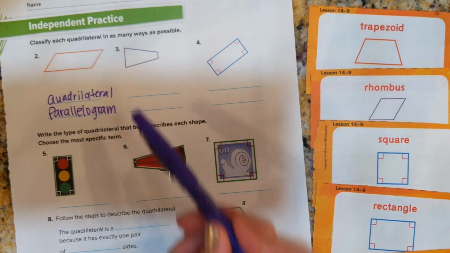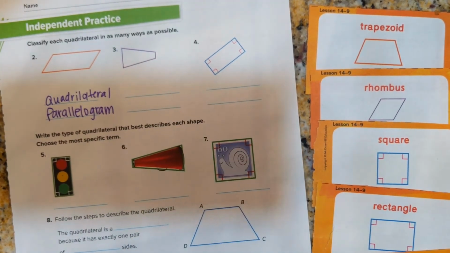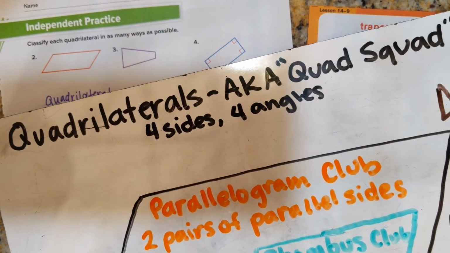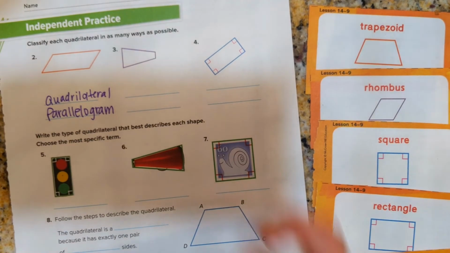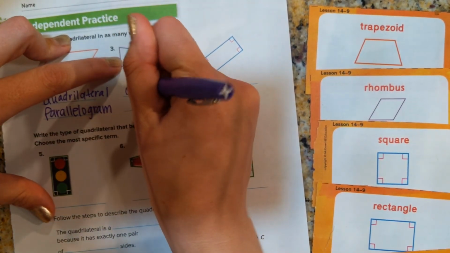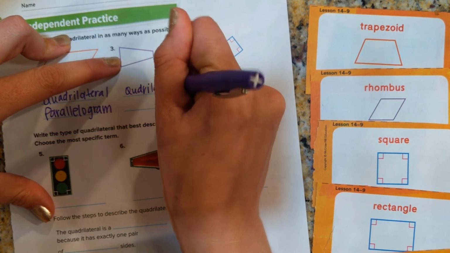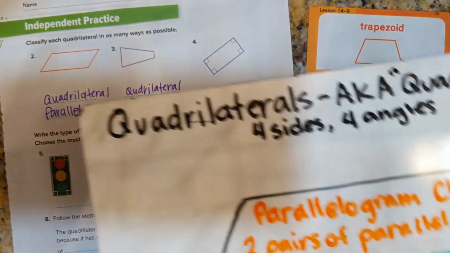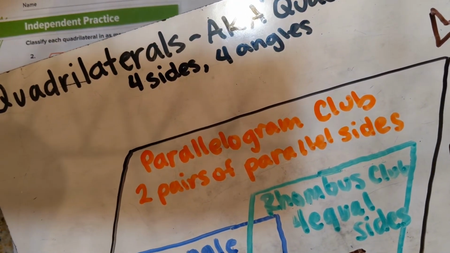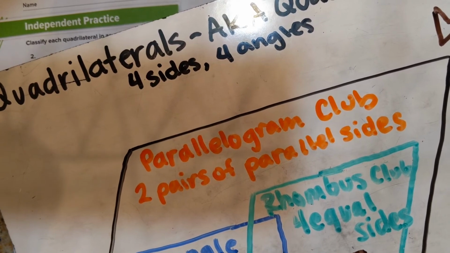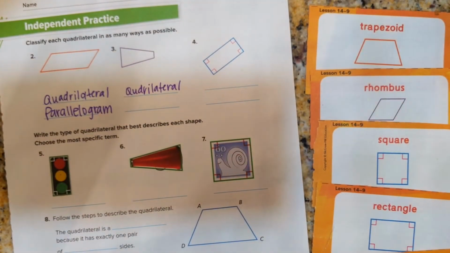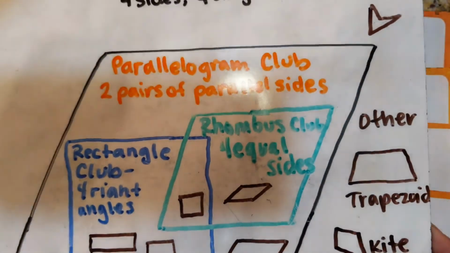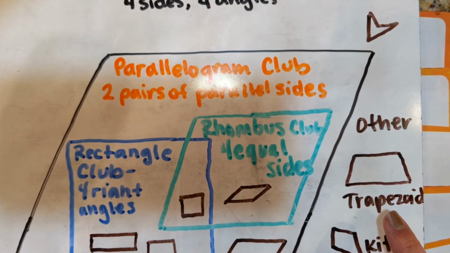Okay. This guy. Can it join the quad squad? Yep, it's got 4 sides and 4 angles. So it is a quadrilateral. And next, we're going to ask, can it get more specific? Can it join the parallelogram club? Does it have two pairs of parallel sides? Nope.